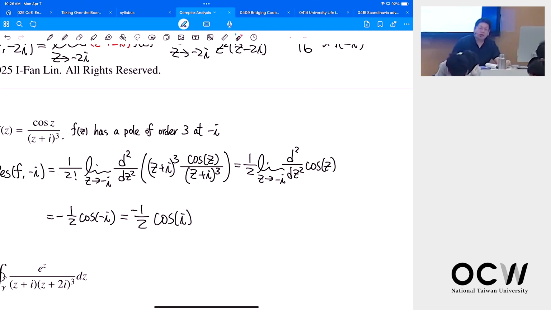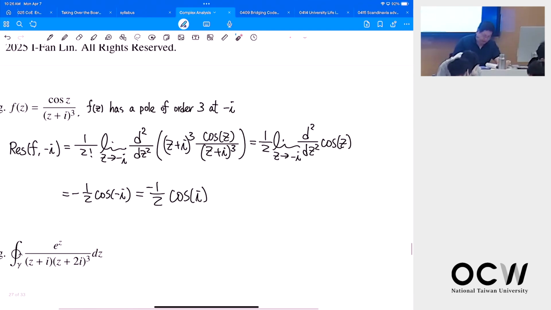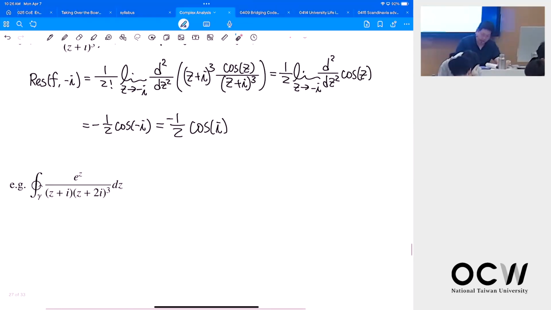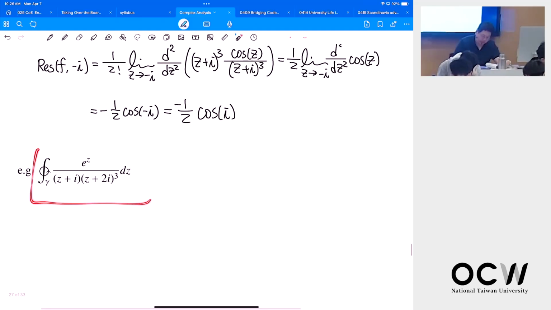All right, any questions for this? Then how about this circular integral? For the circular integral, let me give you 5 minutes to do it.